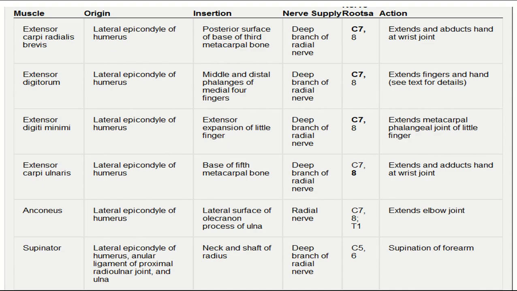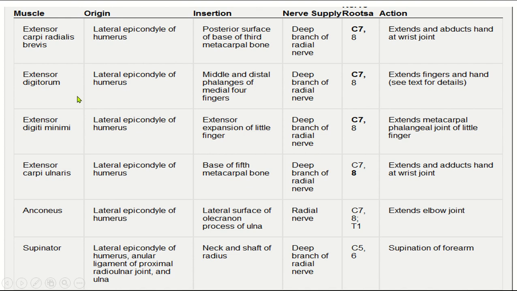So this is a table of the muscles of the posterior compartment of forearm. We can see the first muscle is extensor carpi radialis brevis. It originates from the lateral epicondyle of humerus. The insertion of this muscle is at the posterior surface of the base of the third metacarpal bone. The nerve supply is the deep branch of radial nerve. C7, C8 are the nerve roots, and it extends and abducts the hand at wrist joint.